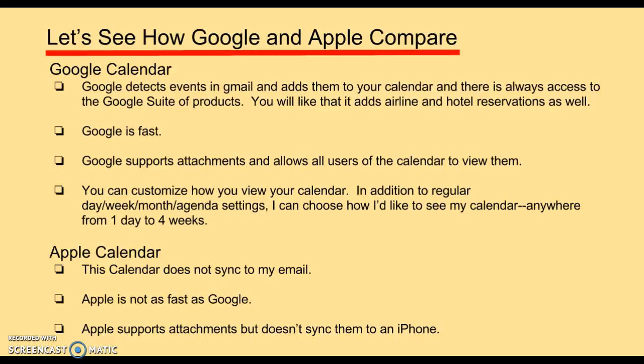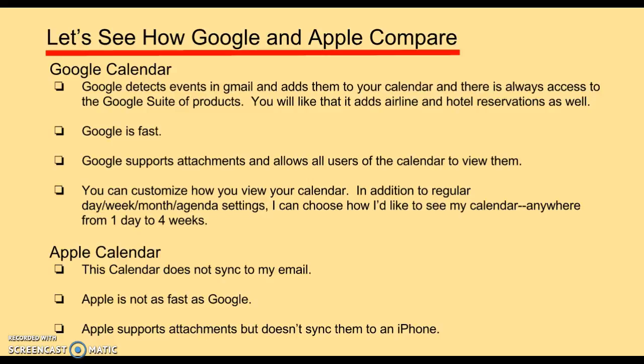The Google Calendar allows you to detect events in Gmail and will add them directly to your calendar. And there's always access to the Google suite of products as well. You will like that it adds airline and hotel reservations, and that's probably one of my favorite features. Google is fast, and Google supports attachments and allows all users of the calendars to view them.